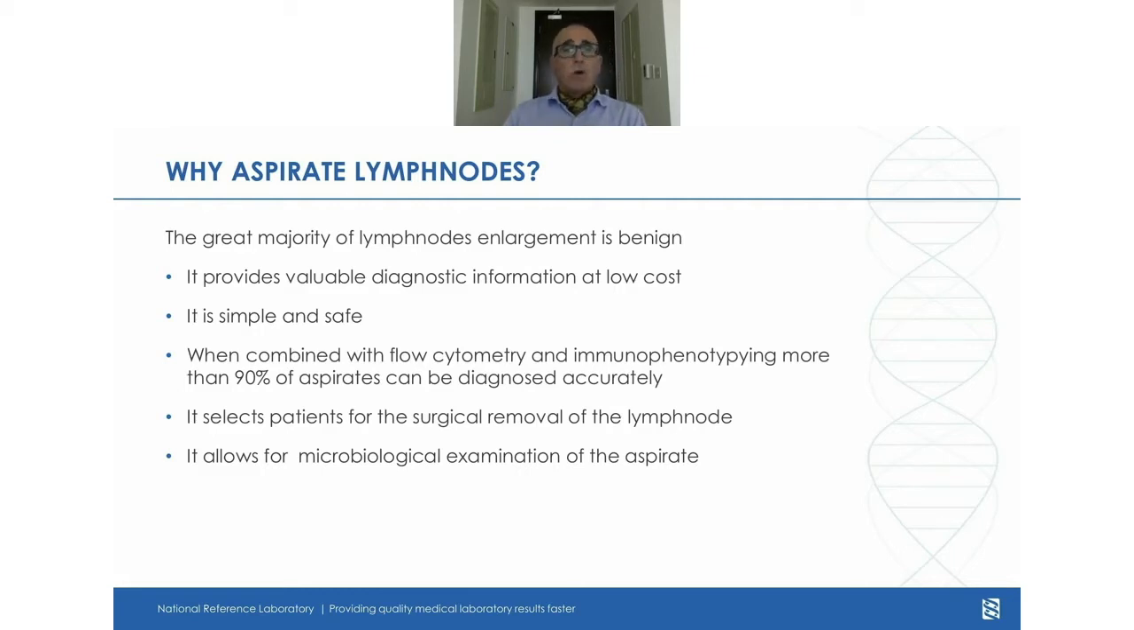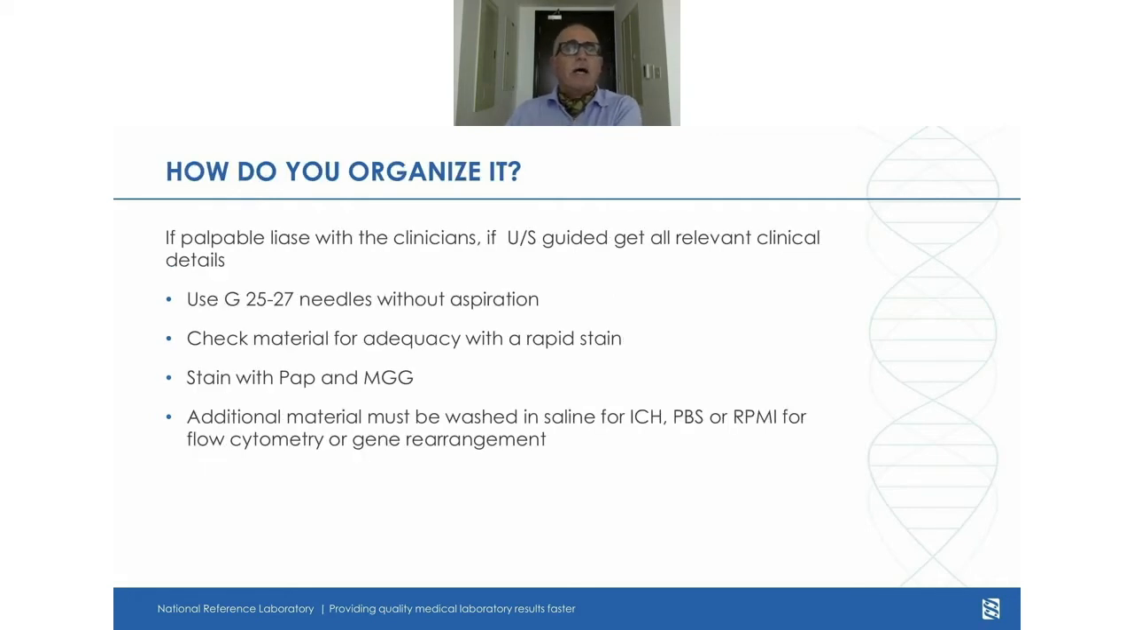Also, with one pass you smear, and all the rest of the material you put in saline or RPMI, because we can do flow cytometry and immunophenotyping, which in 90% of aspirates can accurately diagnose lymphoproliferative disorders. And in any case, it selects patients for surgical removal of the lymph node. And it allows microbiological examination. So it's a comprehensive way of dealing with unknown lymph node enlargements.